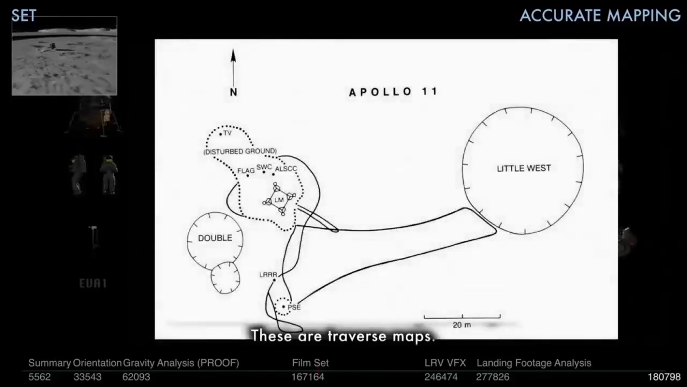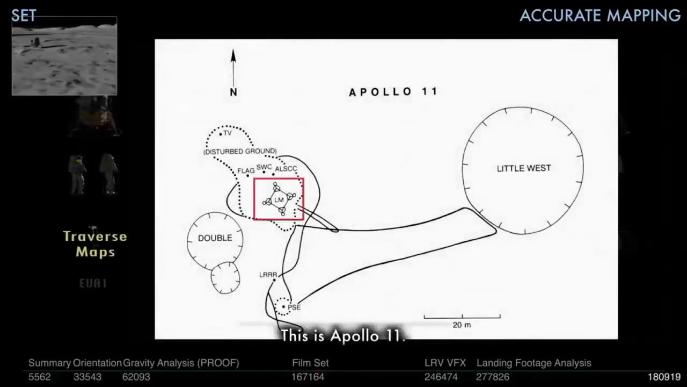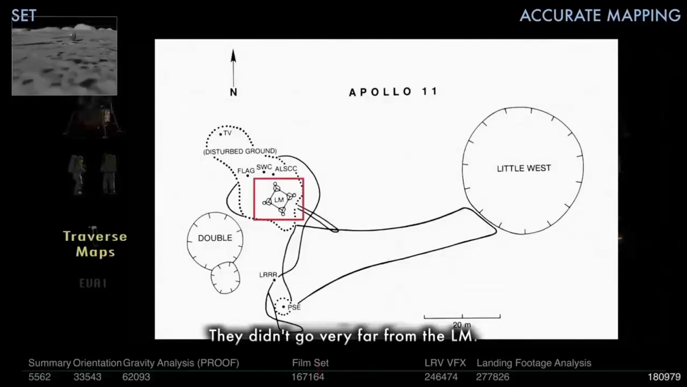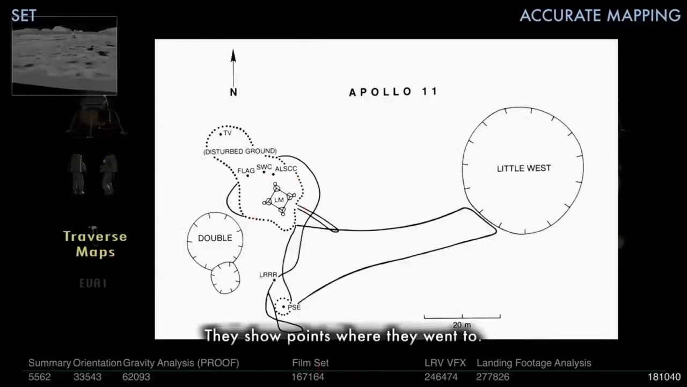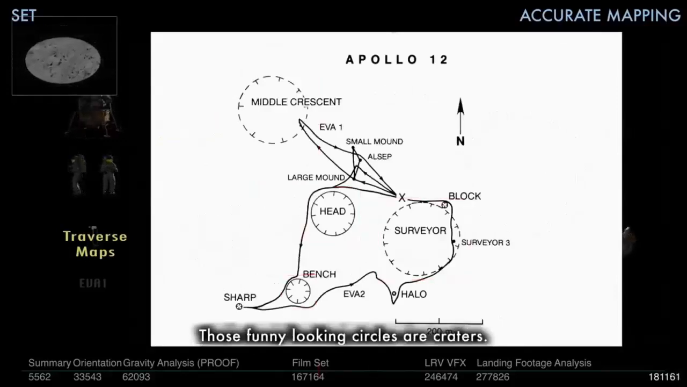These are traverse maps that show where they went. You can see the LM location. This is Apollo 11. They didn't go very far from the LEM. They show points that they did go to. Those funny looking circles are craters.